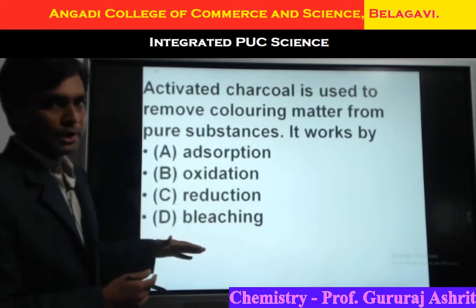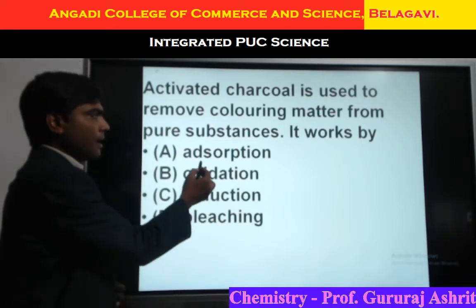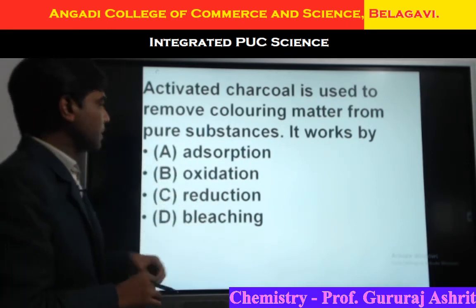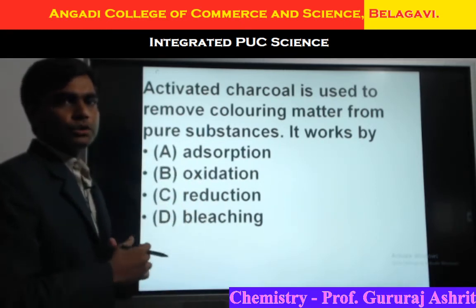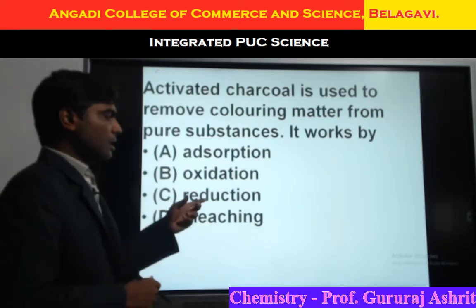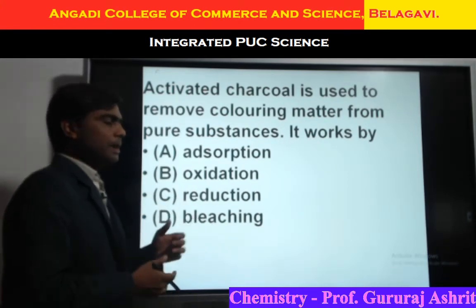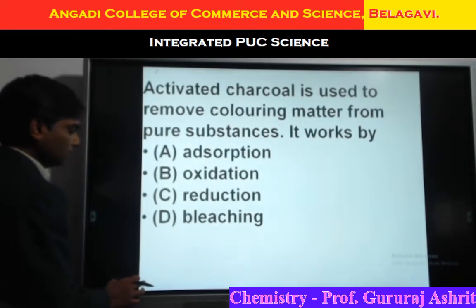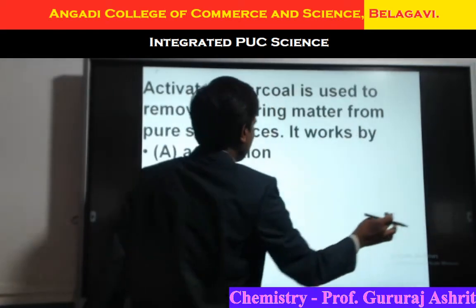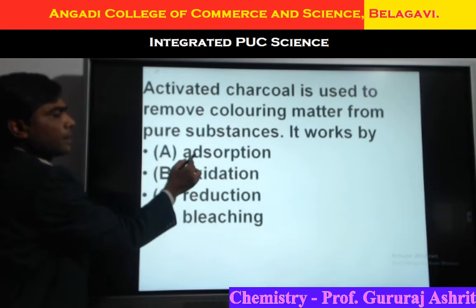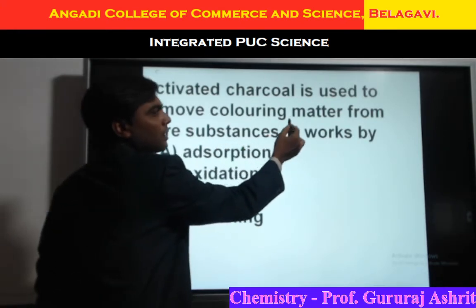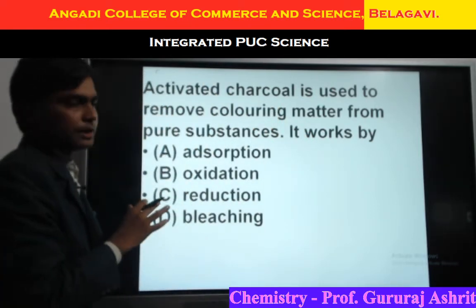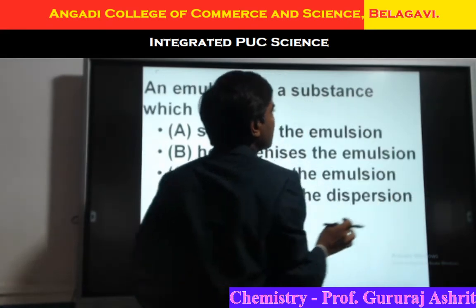First you understand all the meanings, then you can identify the answer easily. Adsorption means accumulation of adsorbate molecules on the surface of the adsorbent. Oxidation means increase in the oxidation number or loss of electrons. Reduction means gain of electrons. Bleaching means it is a cleaning process. Like this, we have the options. The correct answer is adsorption, where the coloring matter is removed by the charcoal, which is the best adsorbent. Okay. Next we move to another question.